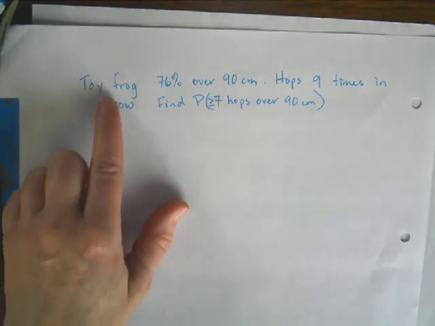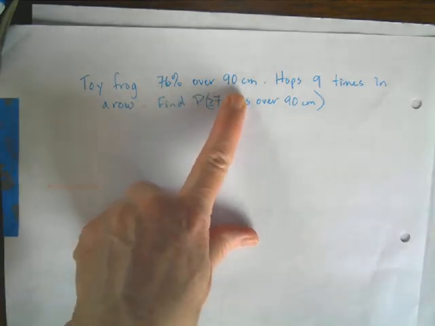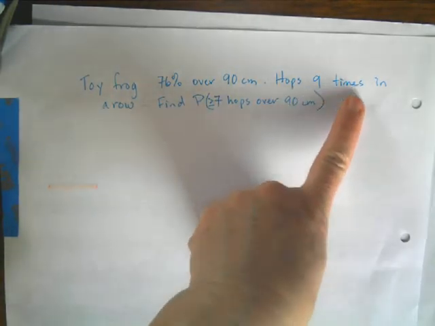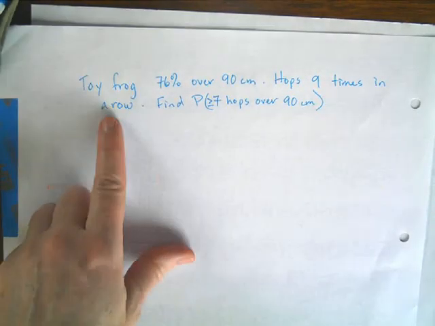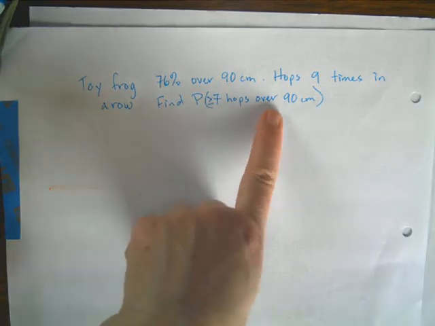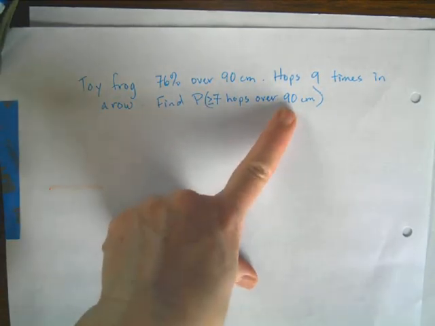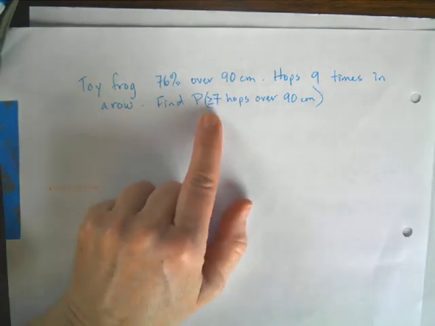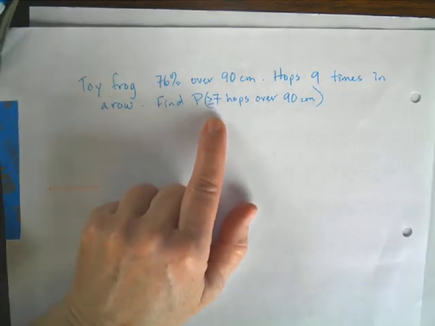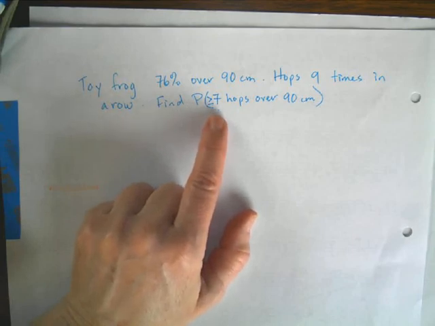Okay, so this toy frog, 76% of the time, can jump over 90 centimeters. He's going to hop 9 times in a row. We want to know the probability that he's going to have 7 hops over 90 centimeters. In the problem, it says at least 7 hops over 90 centimeters. So that would mean 7 hops, 8 hops, and 9 hops. So we want the probability of 7 hops over 90, 8 hops over 90, and 9 hops over 90. We want all of those.